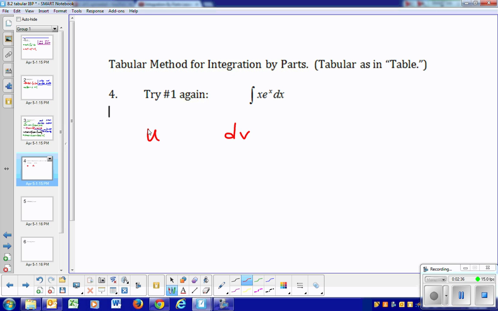And I've also seen it in some places where they labeled this with a capital D for taking derivatives, and this with a capital I for taking integrals. So I just mentioned that. I don't know which way is easier for you to think about. Off to the side, you also need a third column, which is an alternating sign column. That column is always going to start with a positive, with a plus.